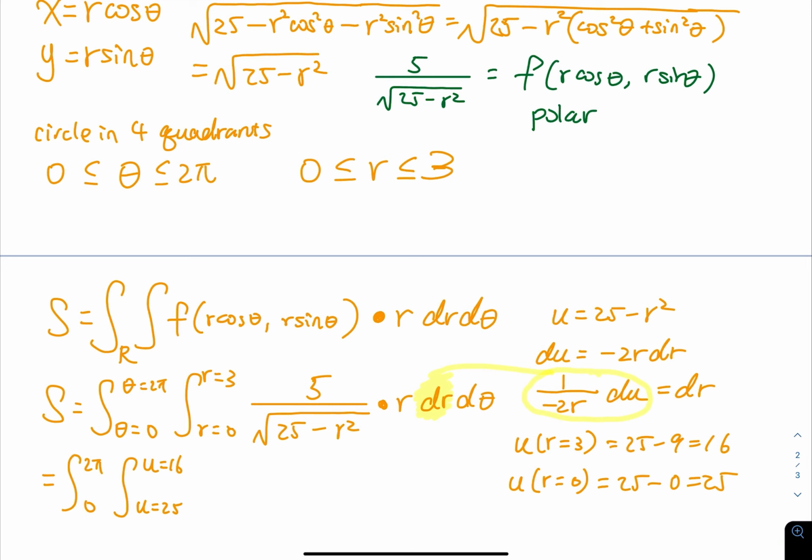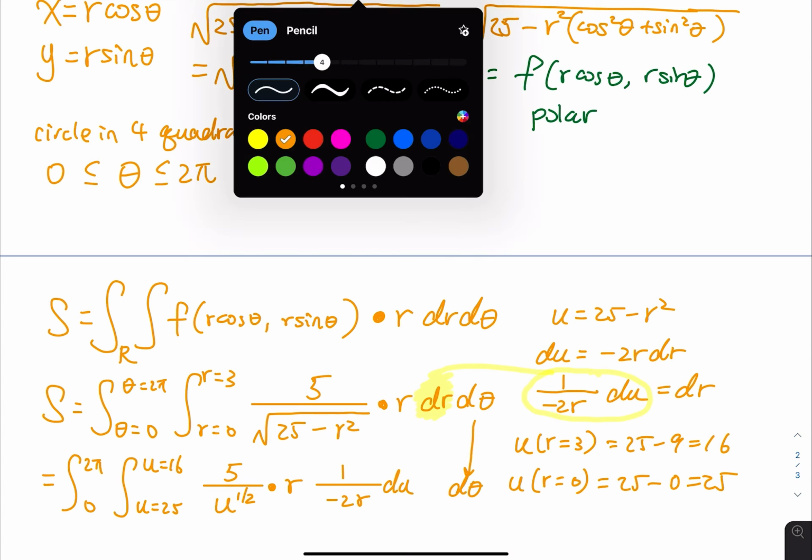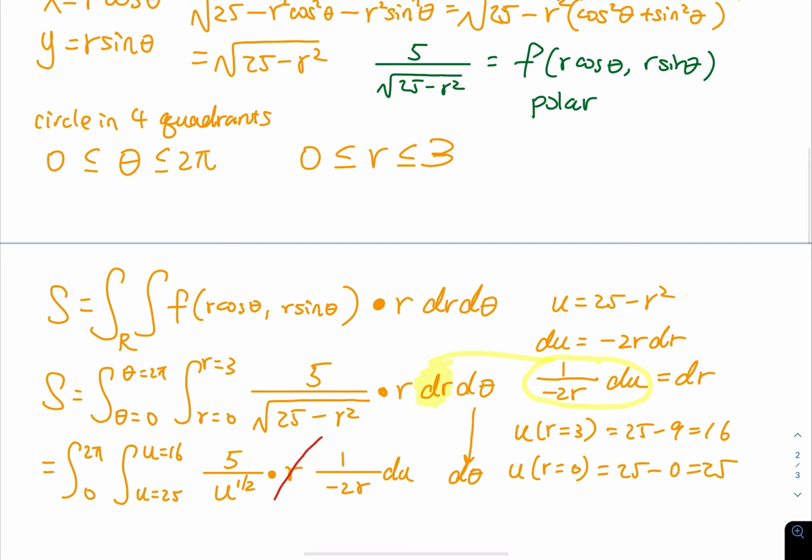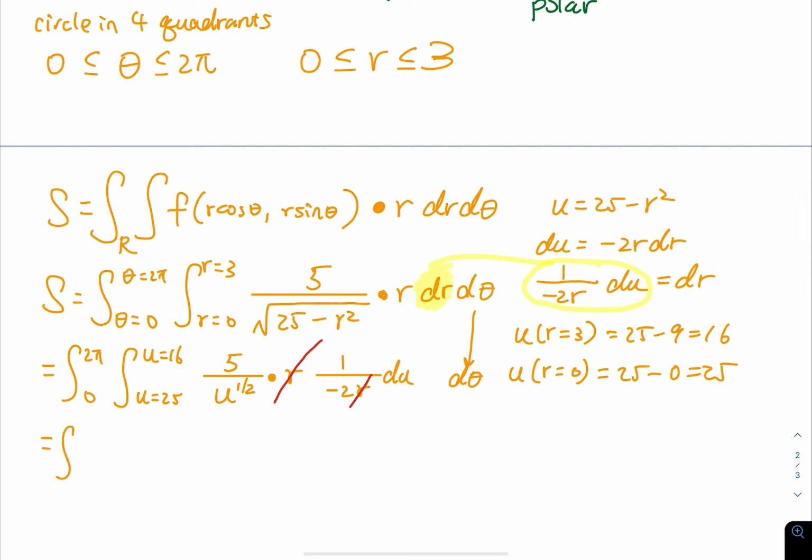What else do we have? We have 5 divided by u to the 1/2, and then multiply by r, and then the change of variable 1 over negative 2r, and then a du, and then you have a d theta. Some cancellation. The r is cancelled, right? What else? That's it. You can pull the negative 5 over 2 out. Let's do it. So from 0 to 2 pi, you have a negative 5 over 2.